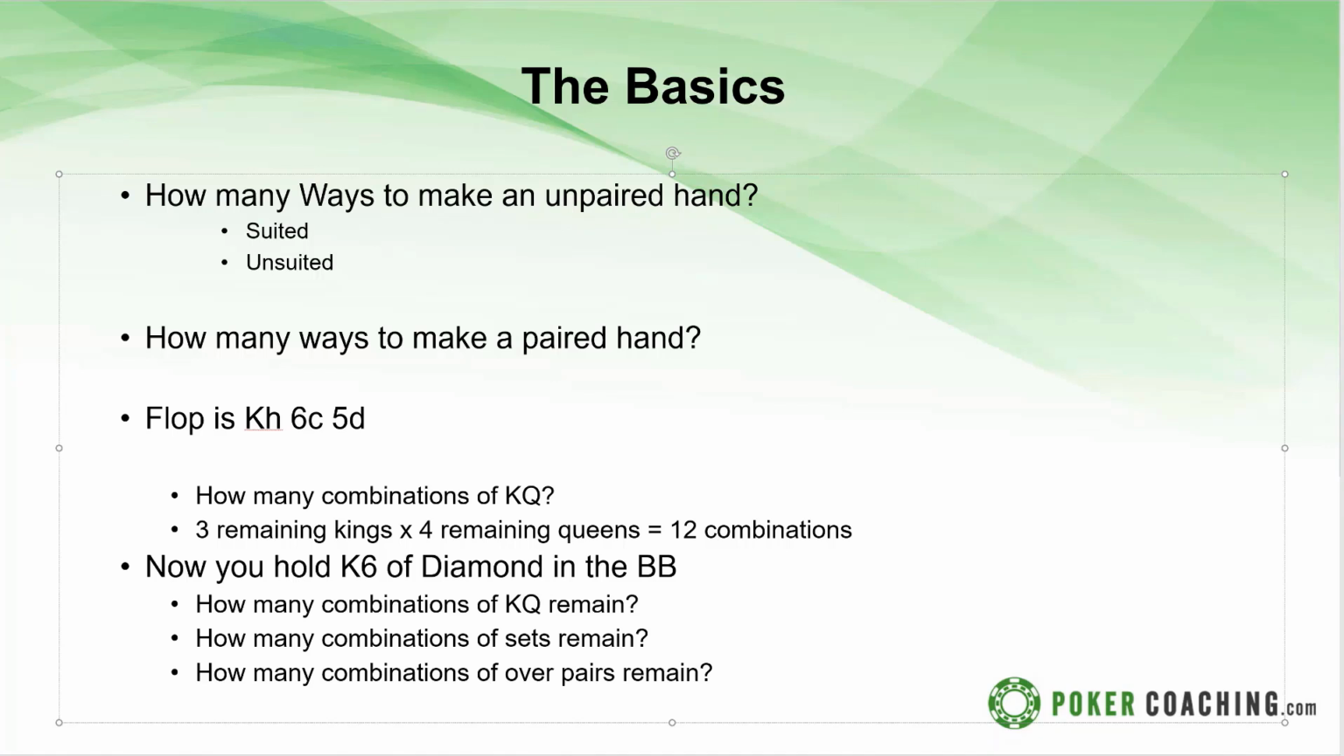So let's expand on our example. Now we're talking about a singular hand. Now let's talk about sets. So how many possible combinations of sets remain on this board when we have the king 6 of diamonds in our hand?